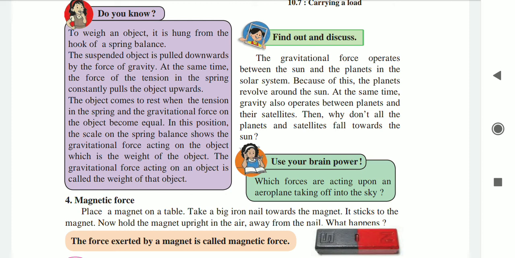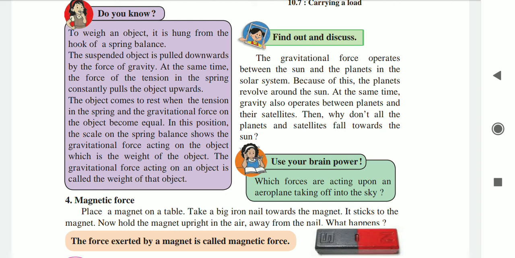Find out and discuss. The gravitational force operates between the sun and the planets in the solar system. Because of this, the planets revolve around the sun. You know, there is nobody standing there and holding the planet in the hand and moving it. You know what is rotation and revolution of the planets. At the same time, gravity also operates between planets and their satellites. You can see even the satellites are moving from one place to another, that is the moon.